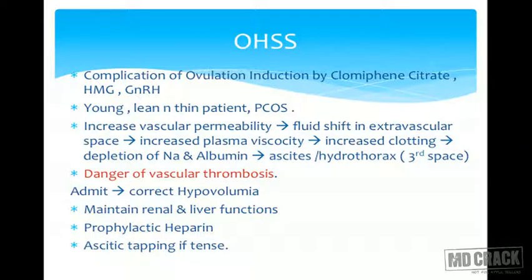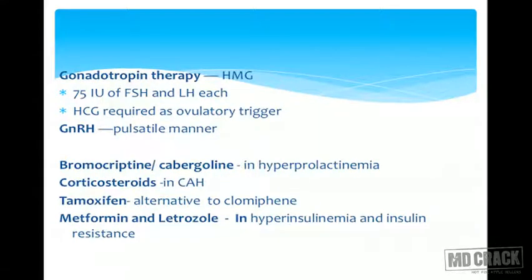So in such patients, we need to admit them immediately, correct the hypovolemia, and maintain the intravascular fluid. The compartment should have enough fluid. That is how we can maintain renal and liver functions. We can also give prophylactic heparin in such patients if we are afraid of vascular thrombosis. Ascitic tapping is to be done when the ascites is tense.